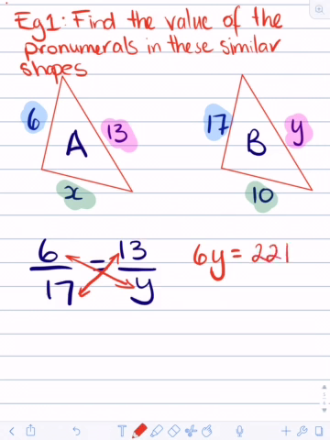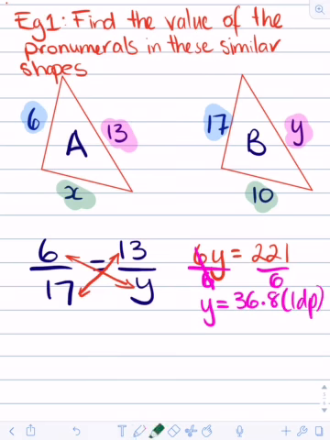Now, using equations, we know that in order to get the y by itself, I need to divide both sides by 6. And I get y equals 36.8, 1 dp. So I found the value of y there.